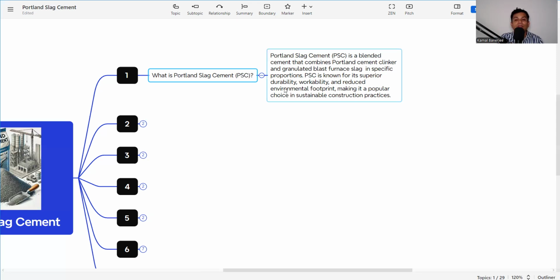PSC is known for its superior durability, workability, and reduced environmental footprint, which we have already discussed, making it a popular choice in sustainable construction practice. So it is durable, it is workable, and the carbon footprint is also reduced. So it should be an ideal choice. It is very important that Portland slag cement addresses durability and workability, and at the same time reduces the environmental footprint. That is why Portland slag cement is widely used.